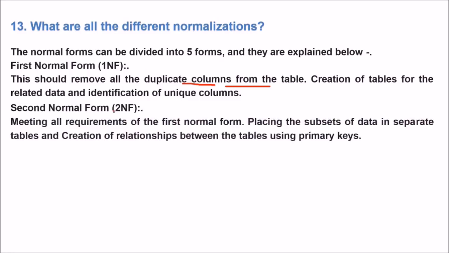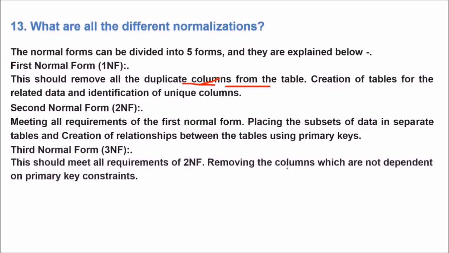Second normal form means meeting all requirements of the first normal form and placing the subsets of data in separate tables and creating a relationship between the tables using the primary keys. Okay, tables with the primary key relationship. 3NF means again it should be in 2NF, but removing the columns which are not dependent on primary key constraints. Just remove those columns.